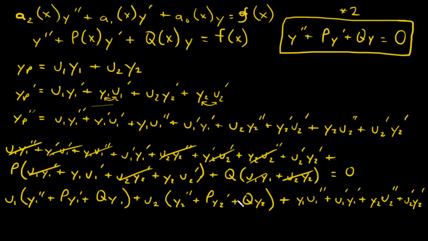Wait, did I cross out the wrong ones? I crossed out that one. I didn't mean to cross out that one. That one was y1 prime u2 prime. I meant this one. This is the u2 prime y2 prime. That's that one. This one's still alive right here.